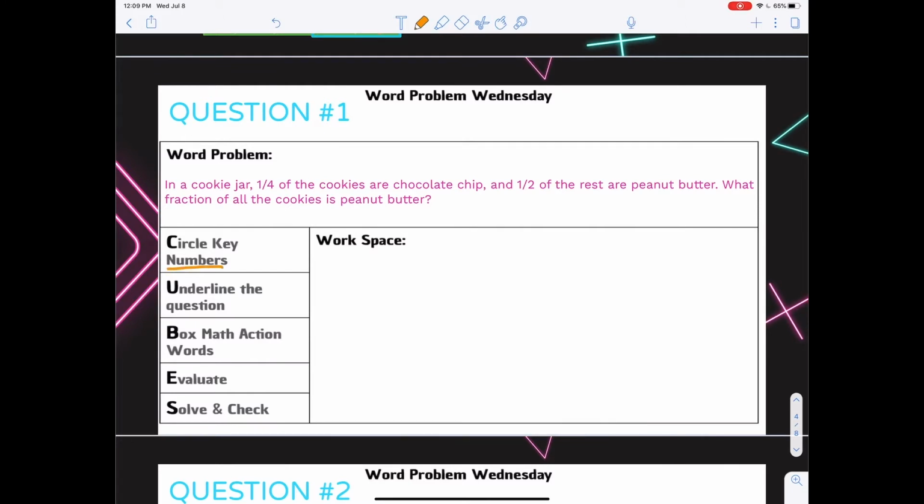So the thing we're going to do is circle key numbers. So I'm going to first circle right there. 1/4 of the cookies are chocolate chip. I'm going to also circle half of the rest are peanut butter. So those are the 2 key numbers I'm going to circle. Next, I'm going to underline the question. So what am I being asked to do? We're being asked to find the fraction of all the cookies that are peanut butter. So we are done with that.